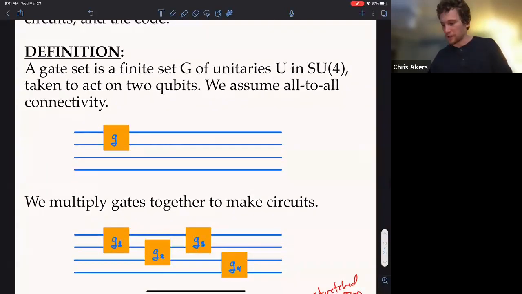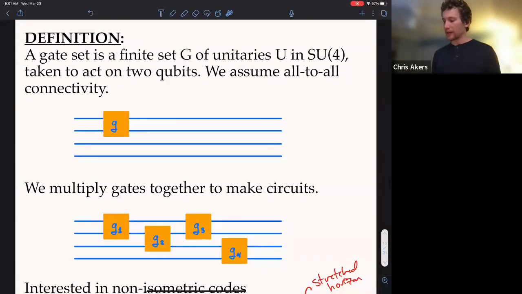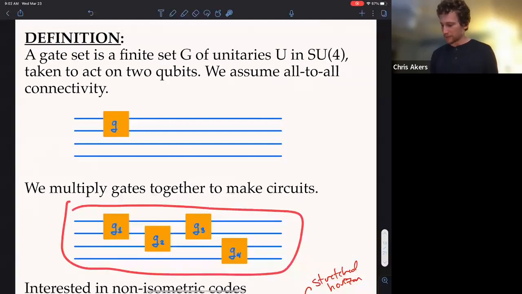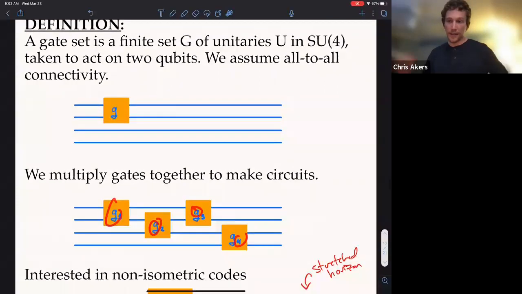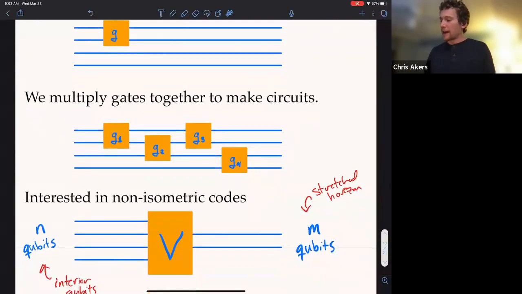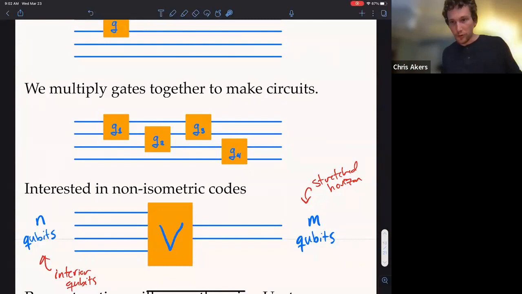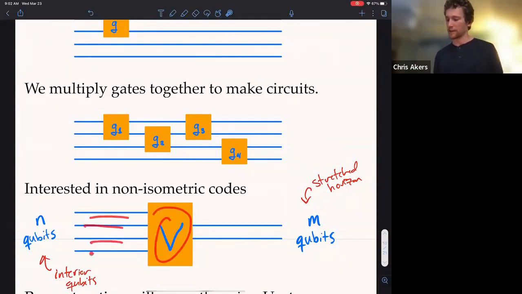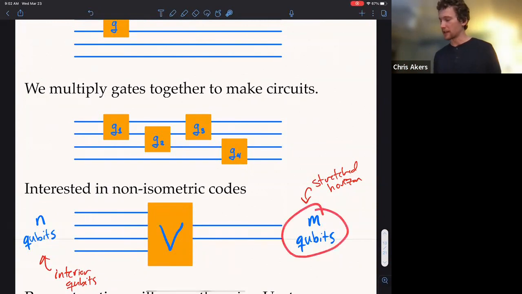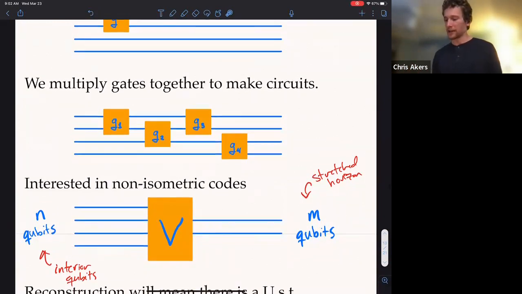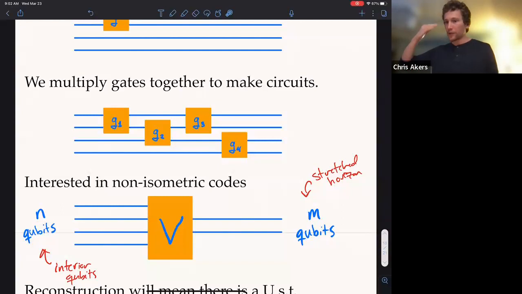And given that definition of gates, we can multiply gates together to make circuits. So this is the same, acting many gates on many different qubits. And we're going to be interested in non-isometric codes, of course. So like this V that I've already drawn, it takes in say 4 qubits and outputs 2. And we're going to call the number of input qubits N and the number of output qubits M.